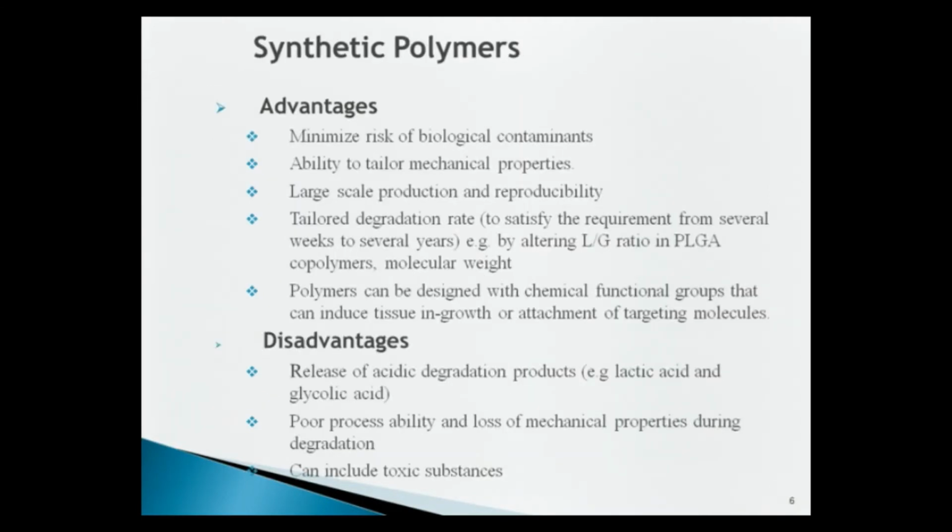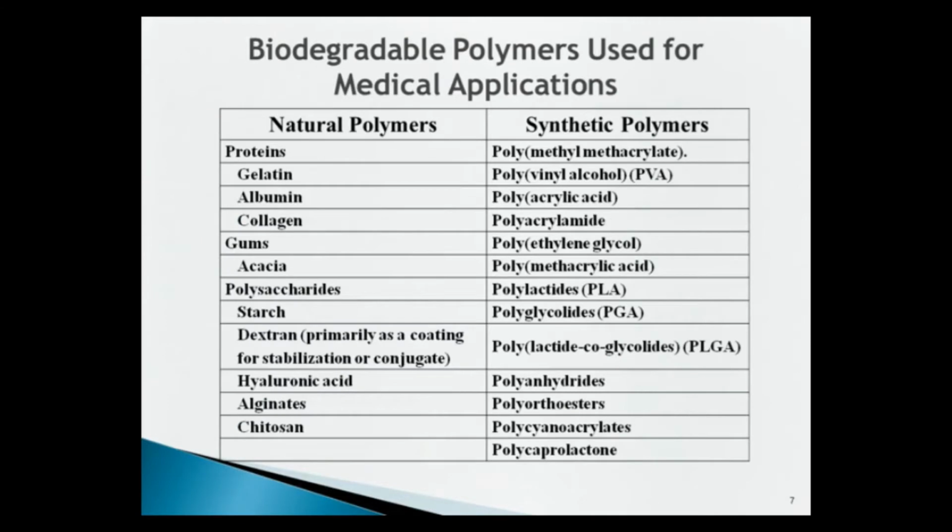The synthetic polymers, on the other hand, are probably more practical for large scale-up production and reproducibility. The polymers can be designed with chemical functional groups that we can take advantage of for attaching either targeting moieties or imaging agents or drugs. But they tend to release acidic degradation products, which, if they degrade too fast, could cause localized tissue damage. They tend to lose their mechanical properties, if that's important. For nanoparticle drug delivery, it may not be as important anyway. Toxic substances tend to be used in the synthesis process, and that does have to be removed.